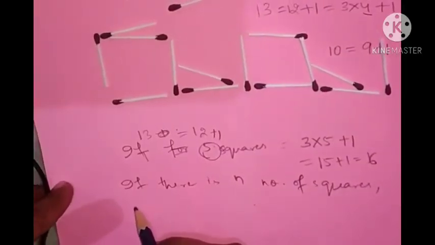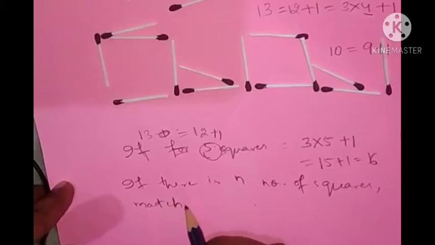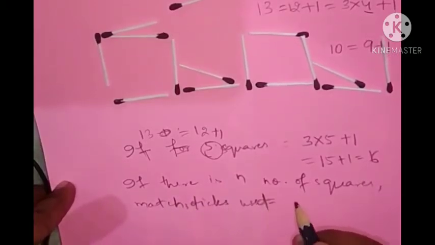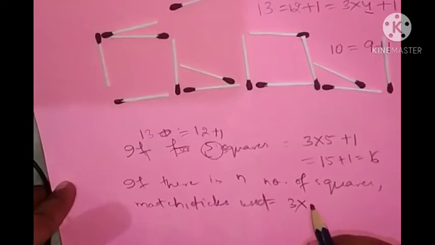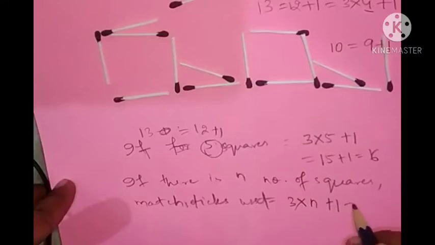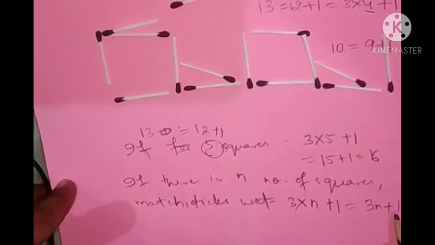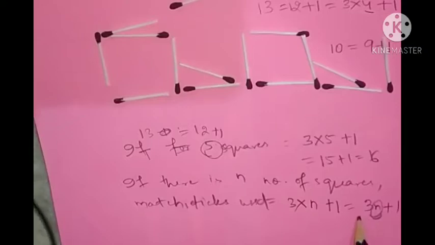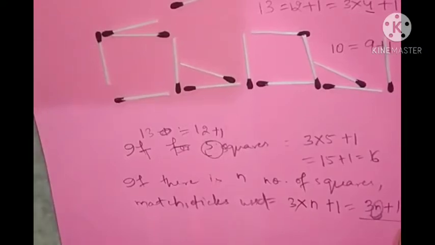If there is n number of squares, then matchsticks used, what will you write? Matchsticks used equal to 3 into n plus 1, that is 3n plus 1. So here you are seeing n is a letter. So this is an expression we are using.